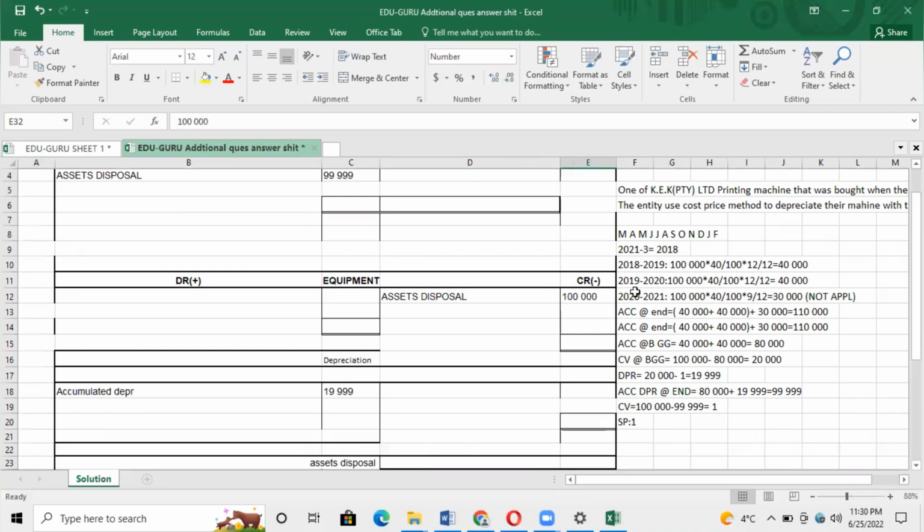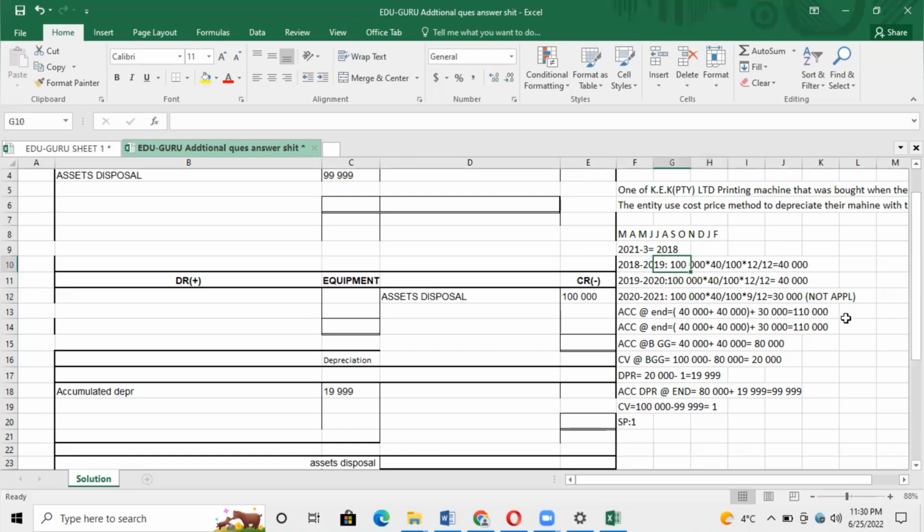As always, one of the major things: do your calculation. Do your accumulated depreciation at the beginning, do your current depreciation. If you add them, it gives you a higher accumulated depreciation at the end, more than your cost price.